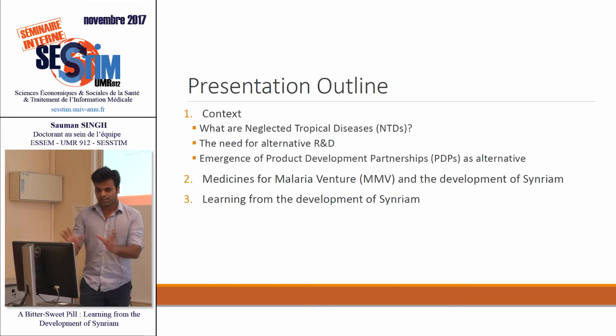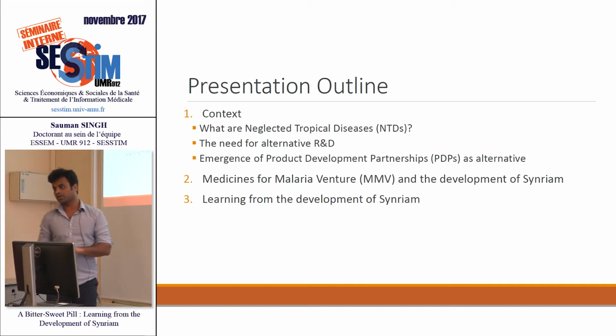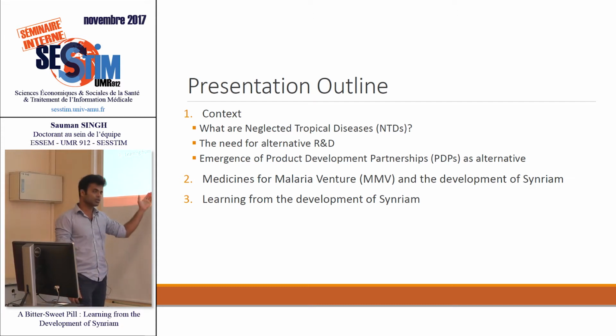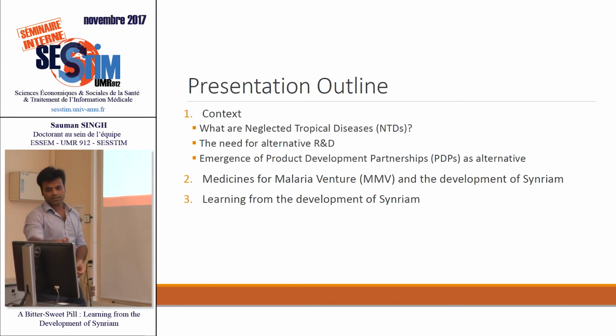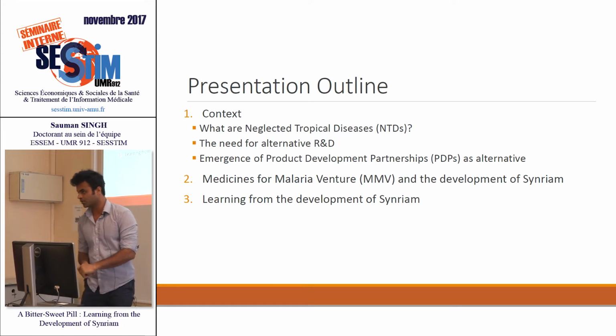So the outline of the presentation: first we will talk very briefly about what neglected tropical diseases are. Then why do we need alternative R&D? Is it really necessary to have alternative R&D? Then the emergence of product development partnerships, PDPs, as an alternative way to do R&D. And then we will talk about a special PDP, which is Medicines for Malaria Venture, and the development of this drug, which is called Synriam. Finally, in our last part, we will talk about what we learned from the development of Synriam.